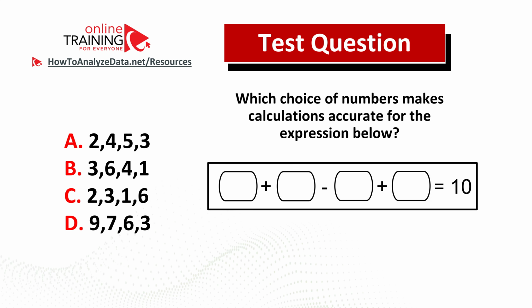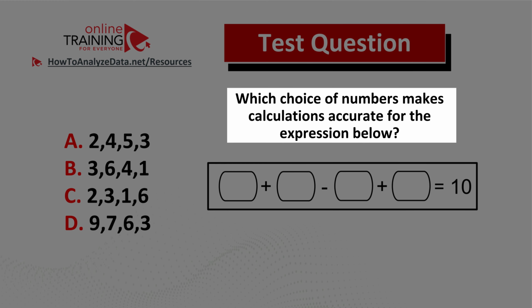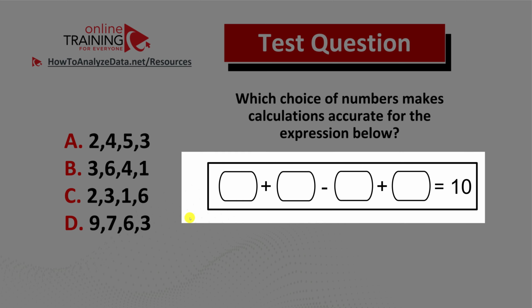Let's look at the intermediate level question we frequently see on the test. Which choice of numbers makes calculations accurate for the expression below? And you're presented with the expression, which leads to the count of 10. And you have 4 possible choices. You add numbers 1 and 2, then subtract number 3, and then add number 4 to get to the result 10. Do you think you know the answer?